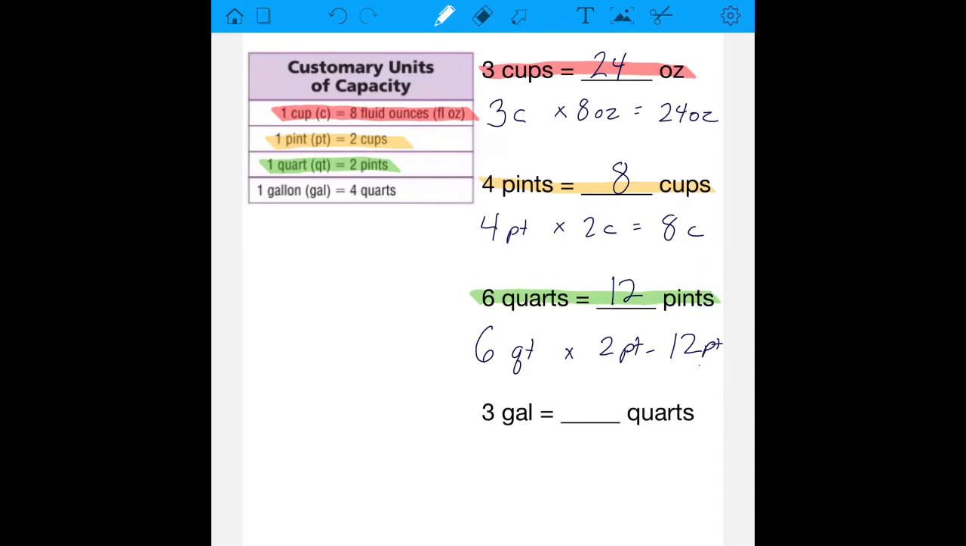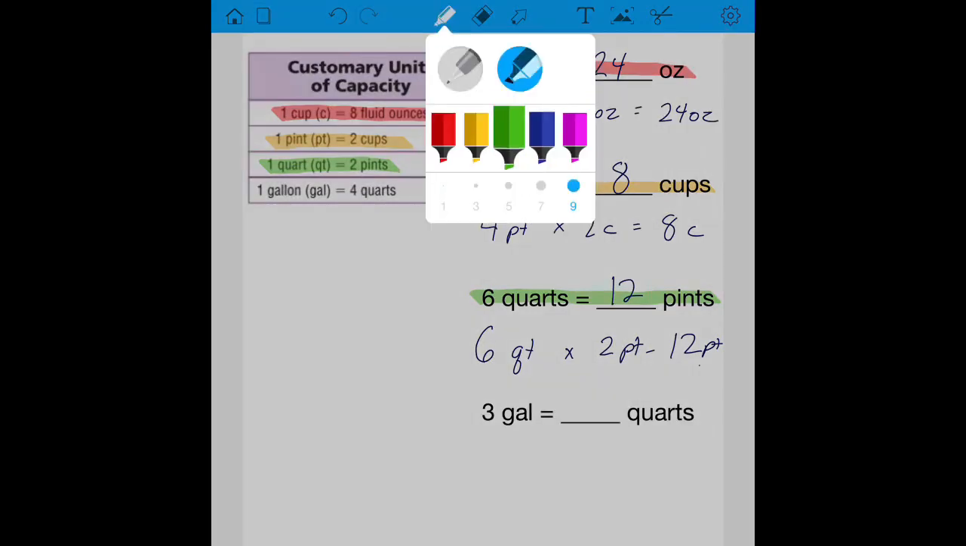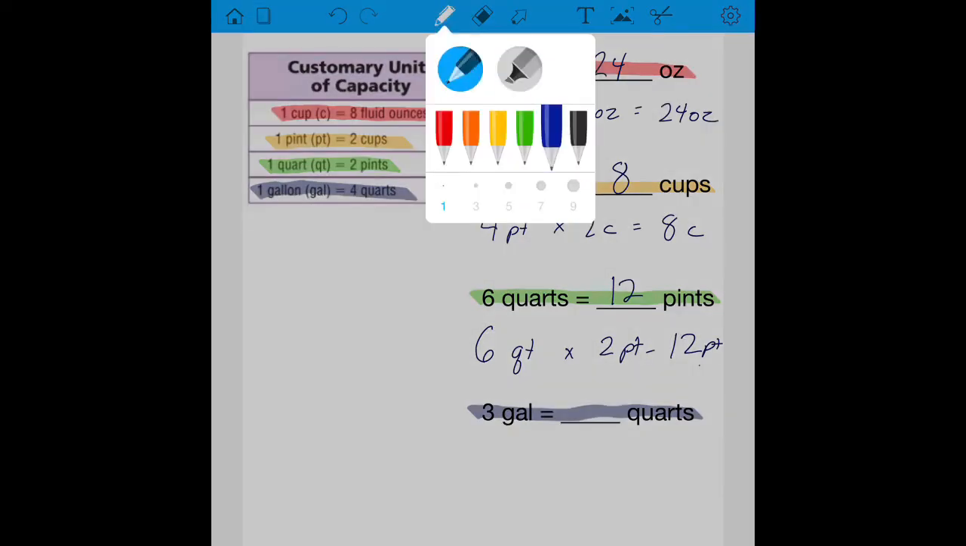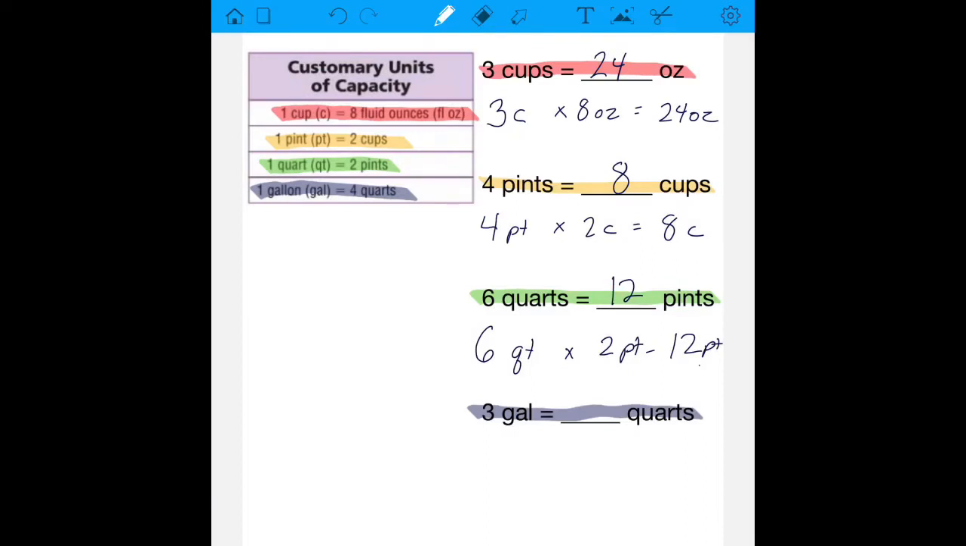Now finally, we head to this last one where we're going to convert 3 gallons and we're going to convert that into quarts. So I look at my chart, I can see 1 gallon equals 4 quarts. So I will do another round of multiplication. In this case, I am going to take 3 gallons times 4 quarts, and I know that equals 12 quarts. So 3 gallons equals 12 quarts.